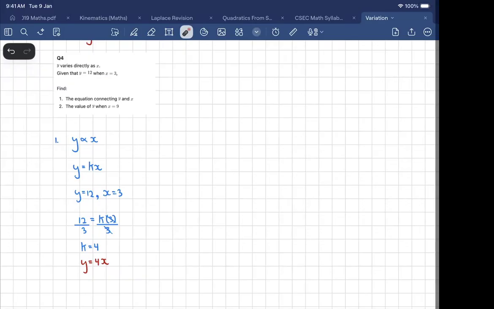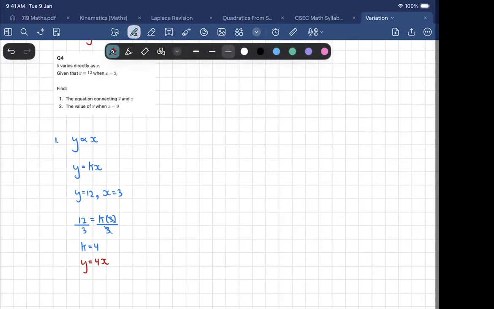Right? So Nia, let's move on to 2 now. What are they asking of us in 2? The value of y when x equals 9. The value of y when x is 9. So talk to me, how are we doing that? So I would put that x equals 9.